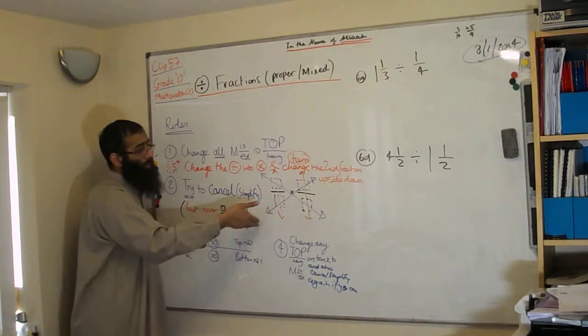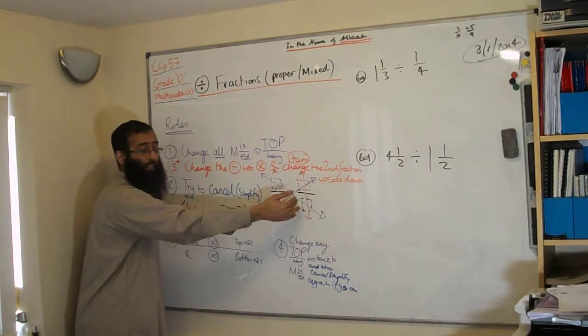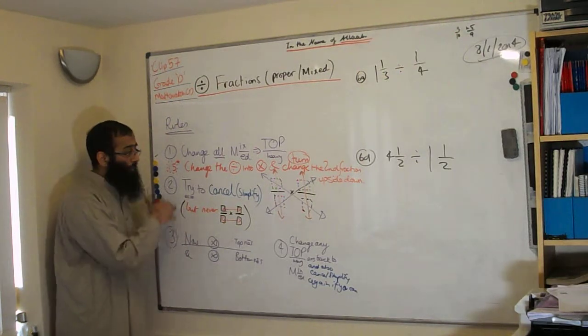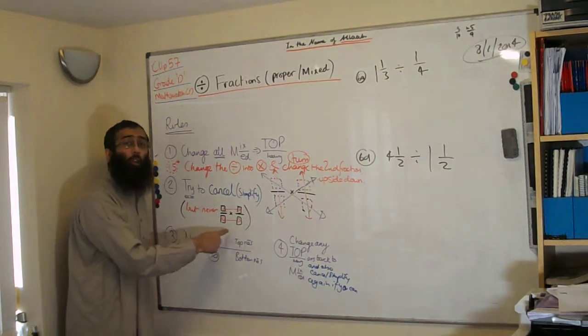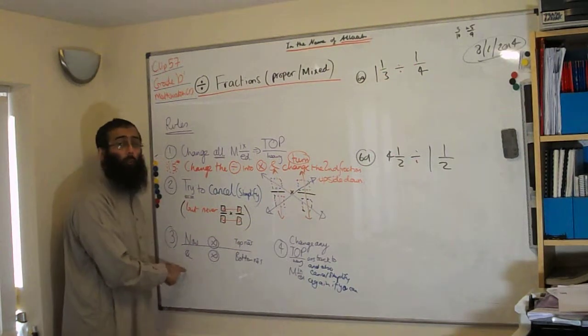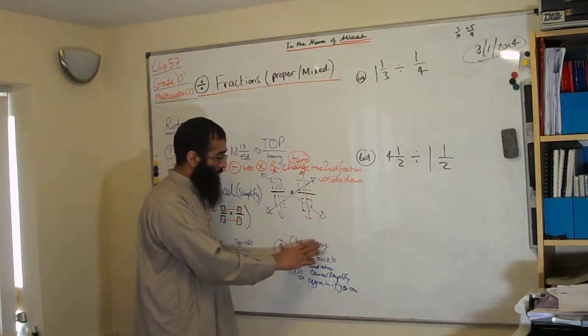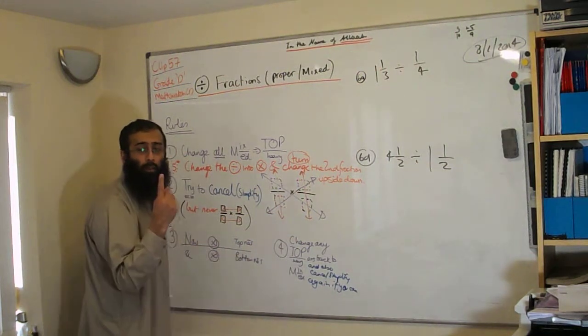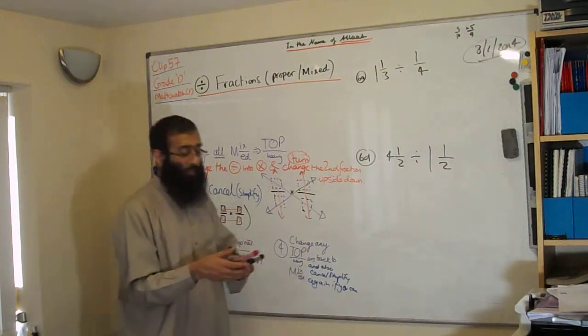Try to cancel diagonally or vertically, but never cancel horizontally. Step 3, after you've done the cancelling, you multiply the top numbers and then multiply the bottom numbers. And step 4, changing top heavy answers back into mixed, is exactly the same as multiplying. One extra little step. Let's do those questions without any further delay.